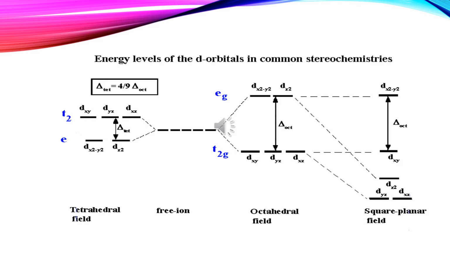The splitting of d orbitals in the crystal field model not only depends on the geometry of the complex, it also depends on the nature of the metal ion, the charge on this ion and the ligands that surround the metal. In this diagram, we can see all three types of splitting, that is tetrahedral, octahedral and square planar complexes.